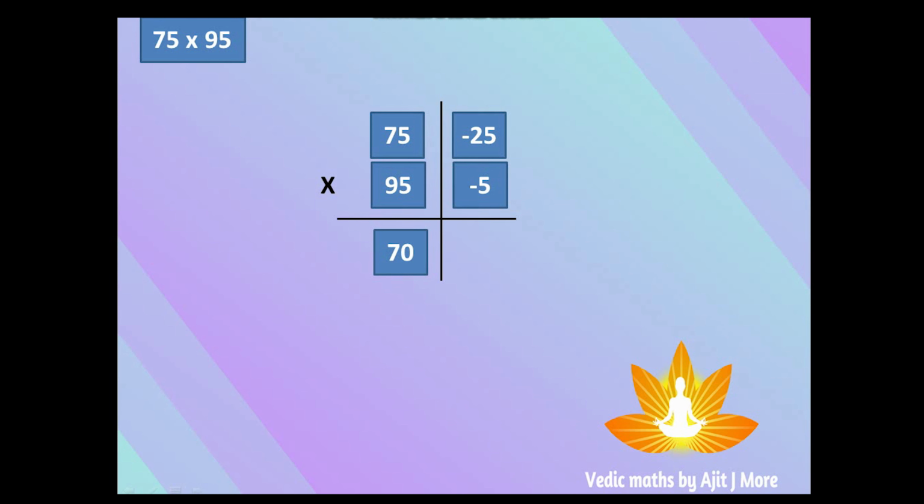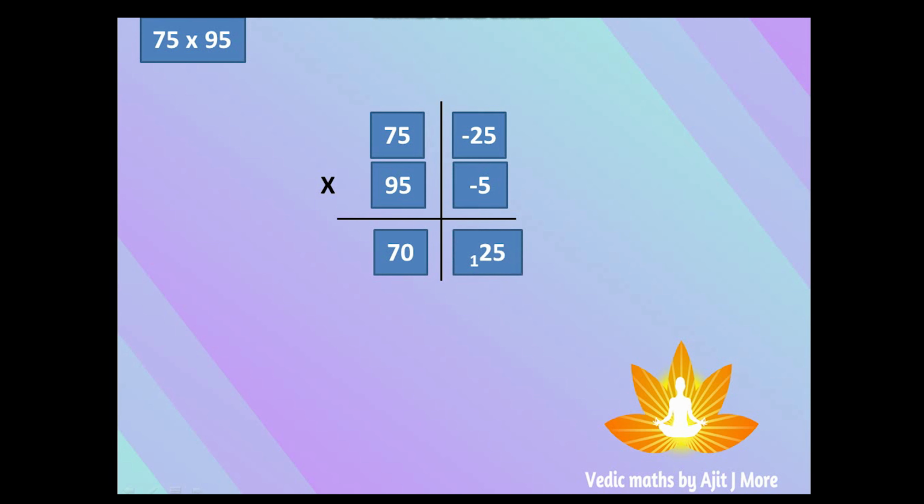Okay, but note that in this case the base is 100. And how many zeros are there in 100? 2. So your second part should contain two digits. But we are getting the answer as 125. So it is overflowing. So keep 25 as it is in the second part, and the 1 that is overflown, add it in the first part of your solution.